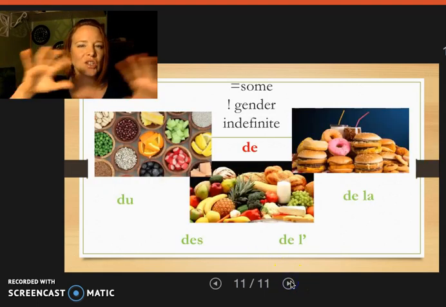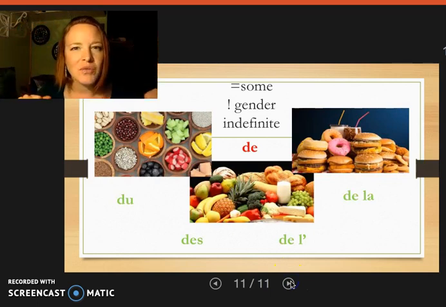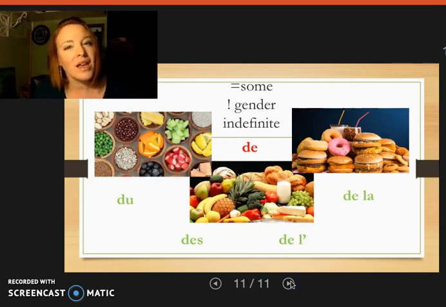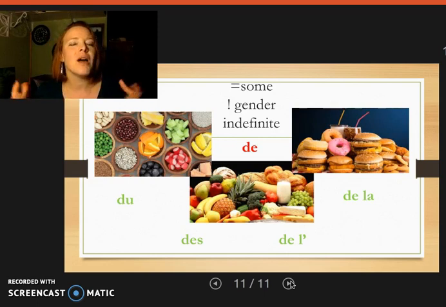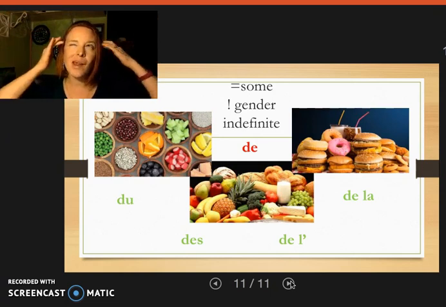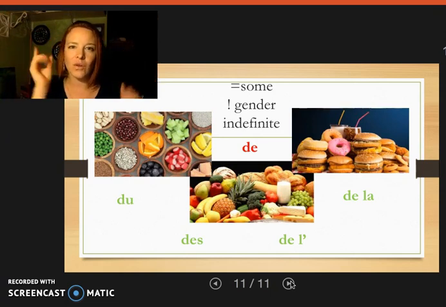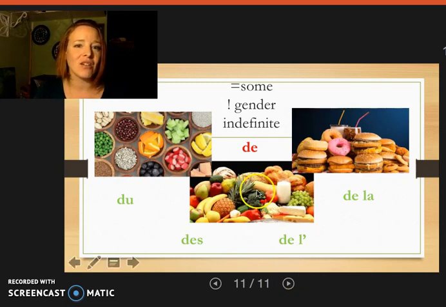So finally, let's just summarize all this. When we're talking about food, we're probably going to use the partitive, because the partitive tells us we only want some of this big thing. So when we're thinking about our food, we're thinking, can I break it down into some? And if so, use a partitive. If not, use an indefinite article.